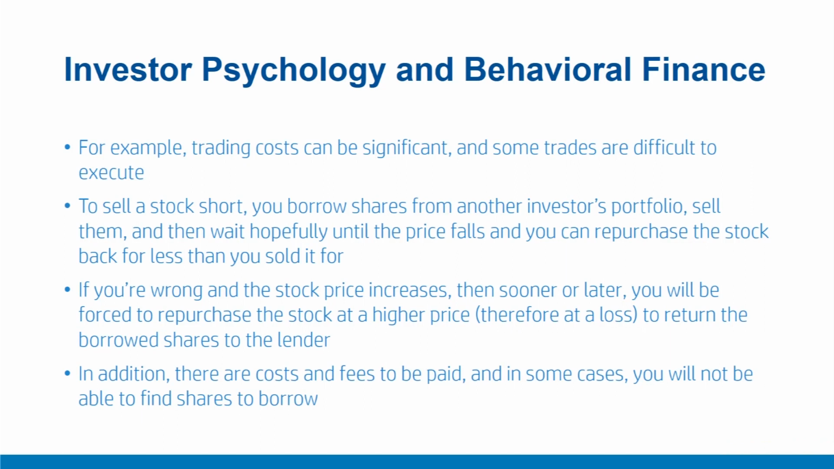If you're wrong and the stock price increases, then sooner or later you'll be forced to repurchase the stock at a higher price, and therefore at a loss, to return the borrowed shares to the lender. But if you're right and the price does fall, you repurchase, pocket the difference between the sale and purchase prices, and return the borrowed shares. In addition, there are costs and fees to be paid, and in some cases, you will not be able to find the shares to borrow.